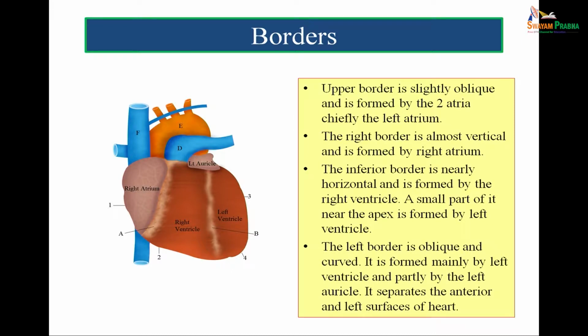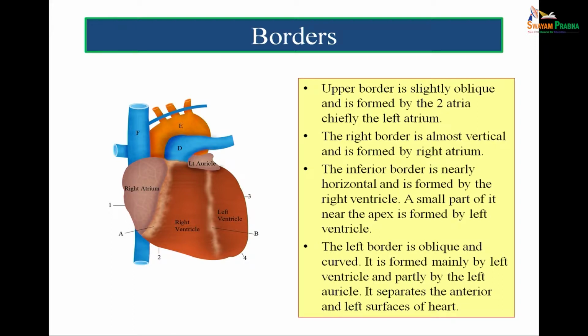We also see here in the figure the left border of the heart, which is formed by the left ventricle below and a small part of the left auricle above. So, this is the left border of the heart. Students should always remember that the left border and the left surface of the heart are formed by the left ventricle below and a small part of the left auricle above.